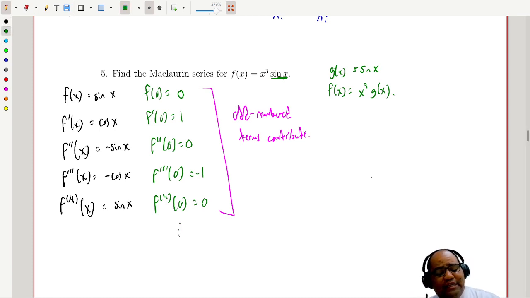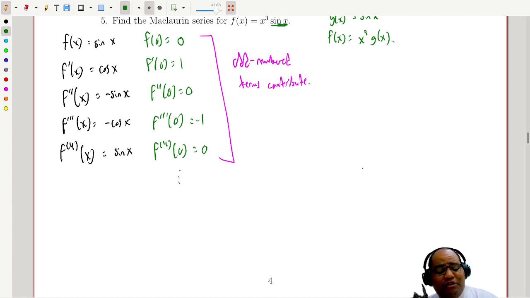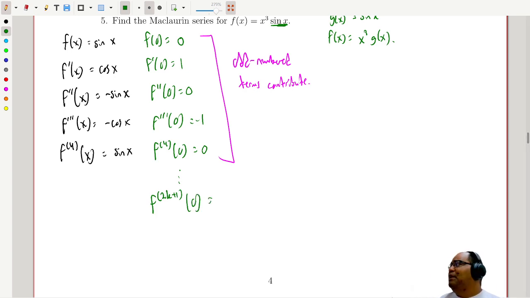So the general pattern is this. The 2k plus first derivative at 0 is, now we're going to use that same argument from before, the odd number terms contribute, so that's 2k plus 1. Now, when k is equal to, say, 0, I get the first derivative. When k is equal to 1, I get the third derivative. But the third derivative, which corresponds to k equals 1, gives me a minus. So I want the odd numbered k's to give me a minus sign. That should work out well here. And guess what? That's all we need there, minus 1 to the k.